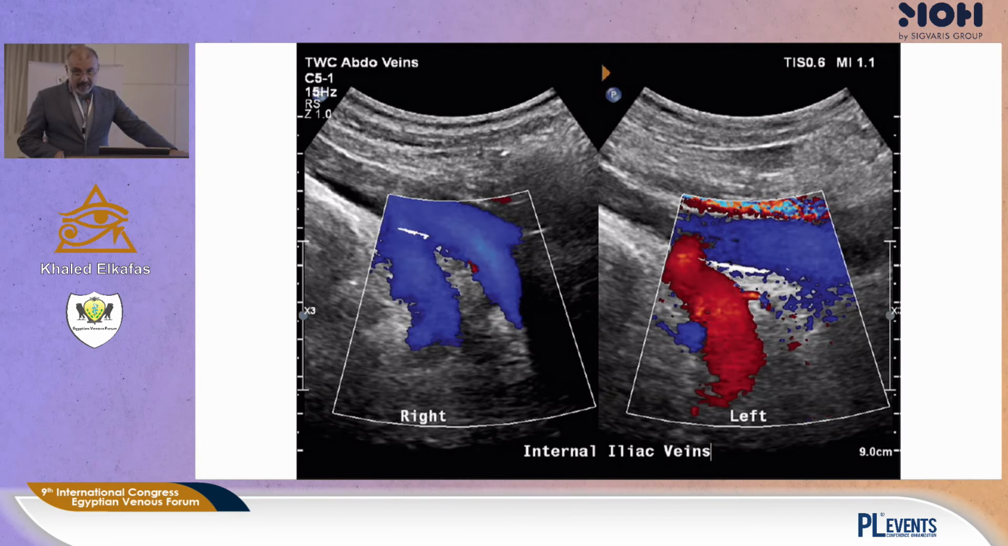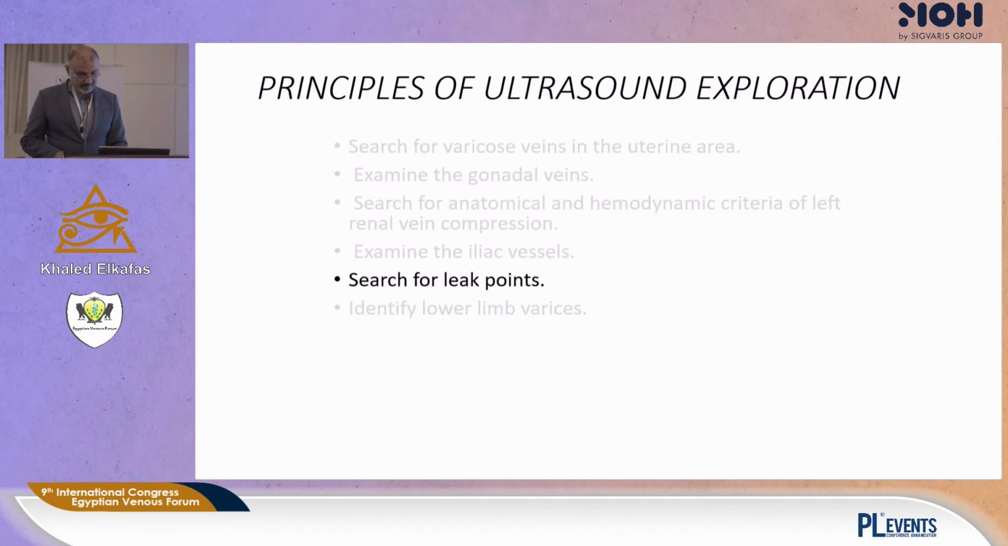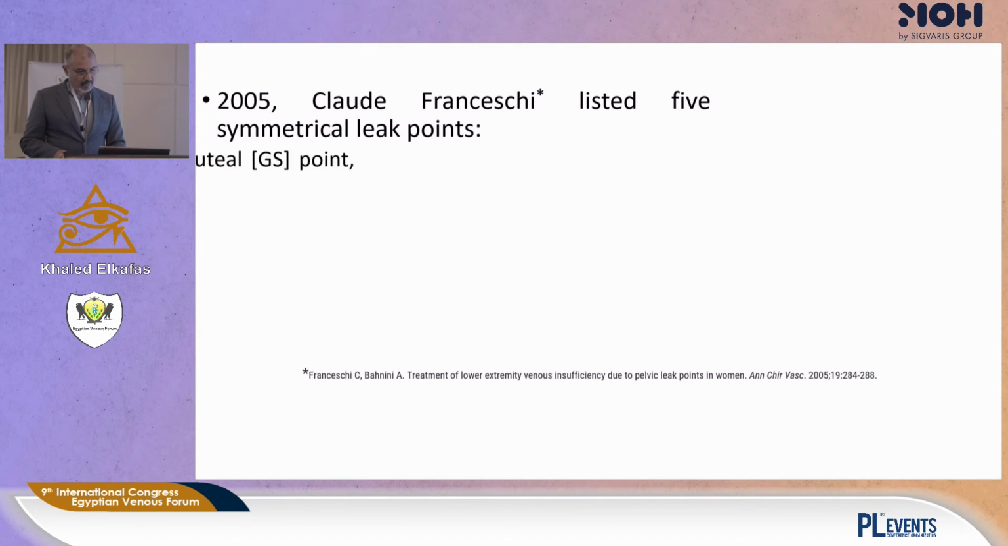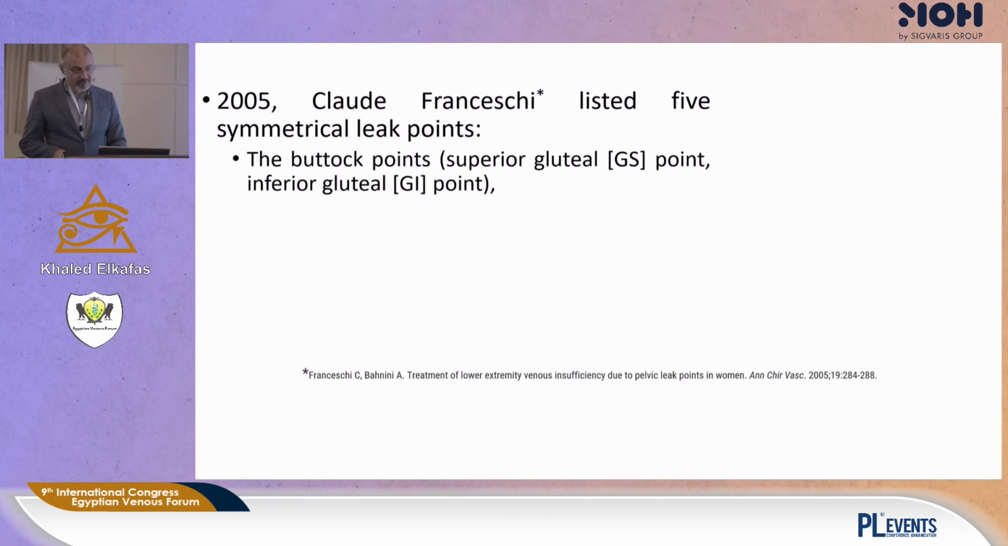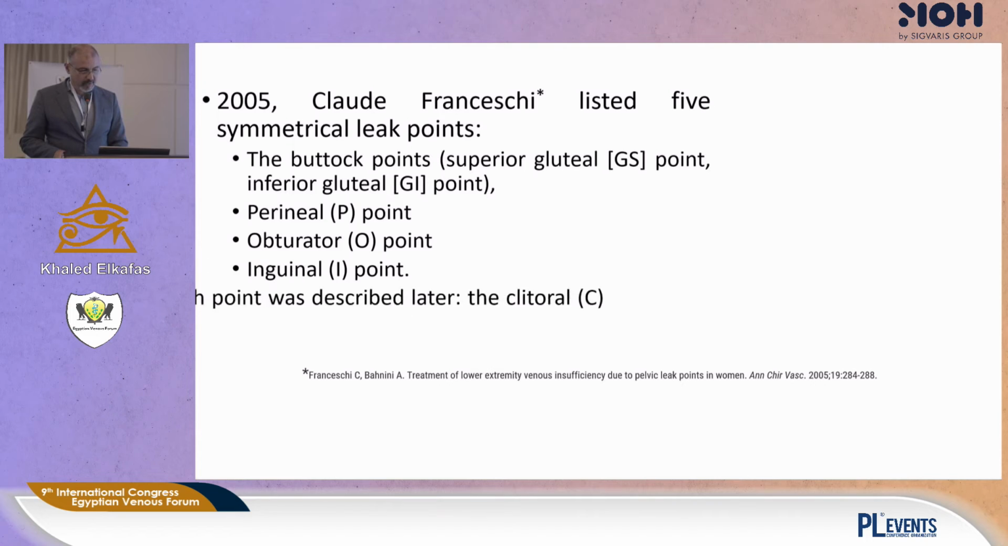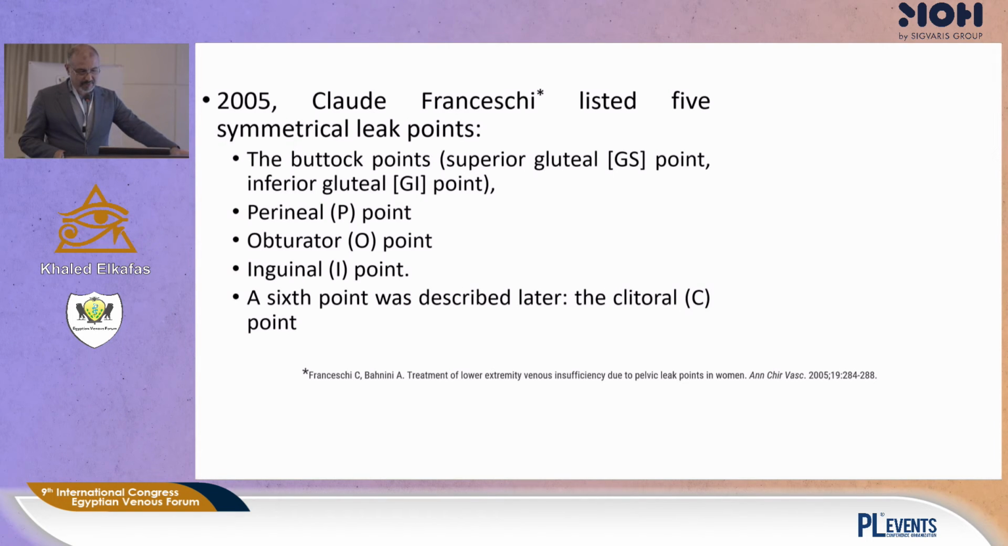Here's a refluxing left internal iliac vein. So searching for leaking points, which are the points of communication between the pelvic varicosities and the lower extremity varicosities. We have 5 common types: the gluteal points, the superior gluteal point and inferior gluteal point, perineal point, obturator points, inguinal point, and the 6th point was described later, the clitoral leaking point.